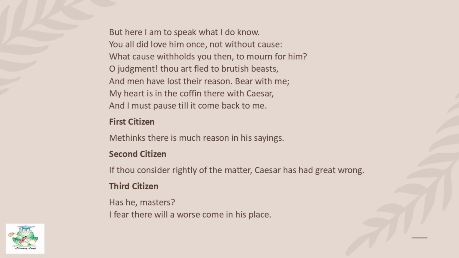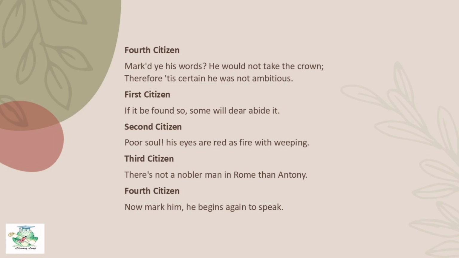The third citizen, still quite uncertain, asks the others if Caesar really was wronged. He also expresses concern that someone even worse might come to power in Caesar's place, which shows his unease about the consequences of Caesar's death. The fourth citizen reflects on Antony's earlier point that Caesar refused the crown 3 times. He concludes that because Caesar refused the crown, he must not have been ambitious. So this shows how Antony's speech is beginning to change the way the citizens view Caesar.